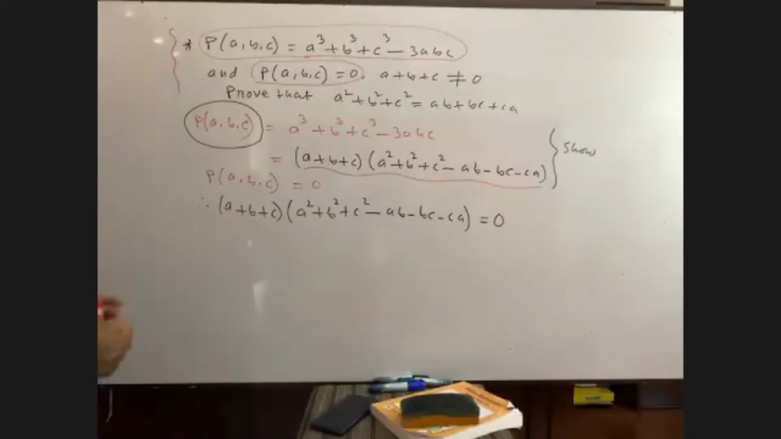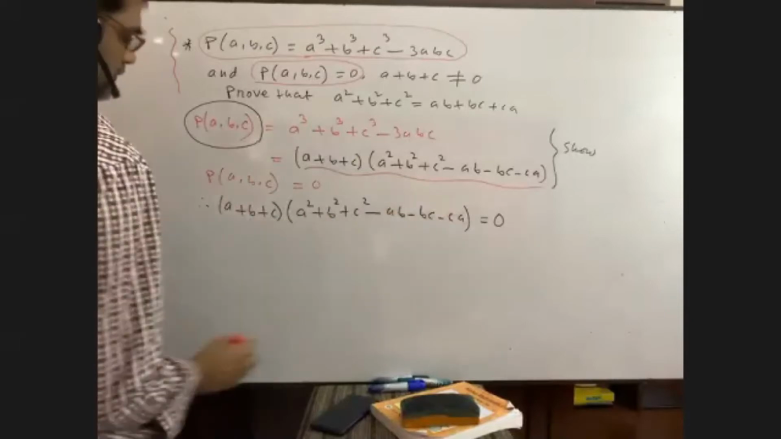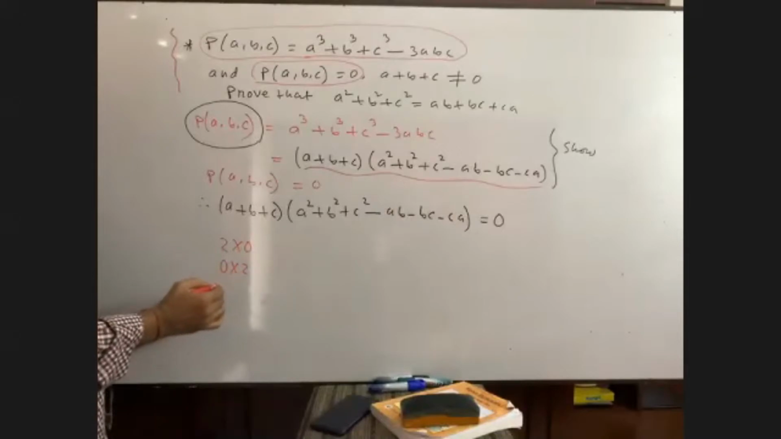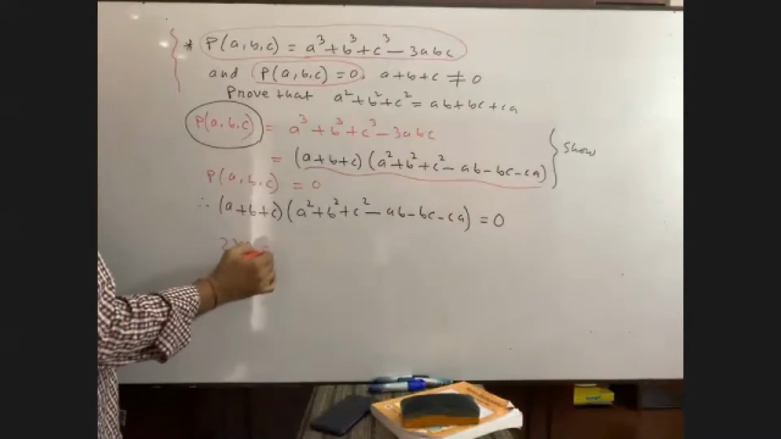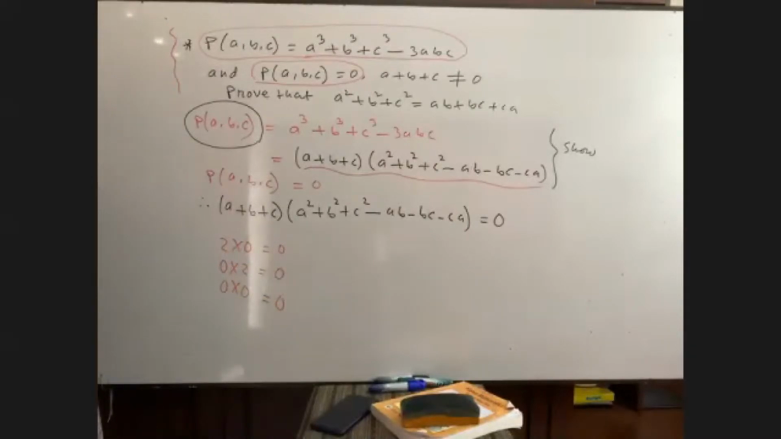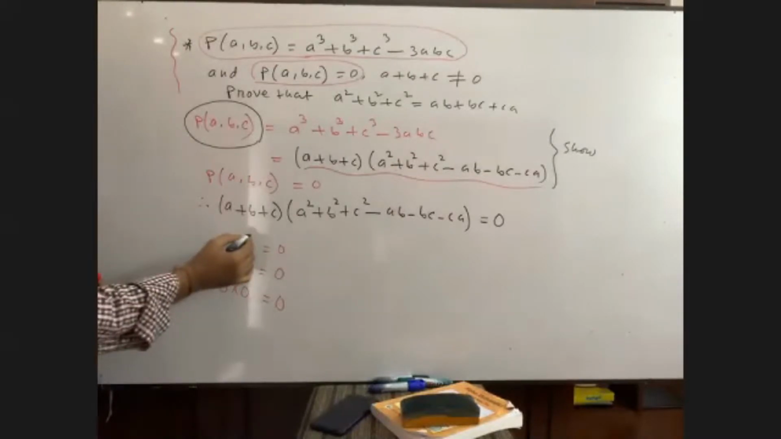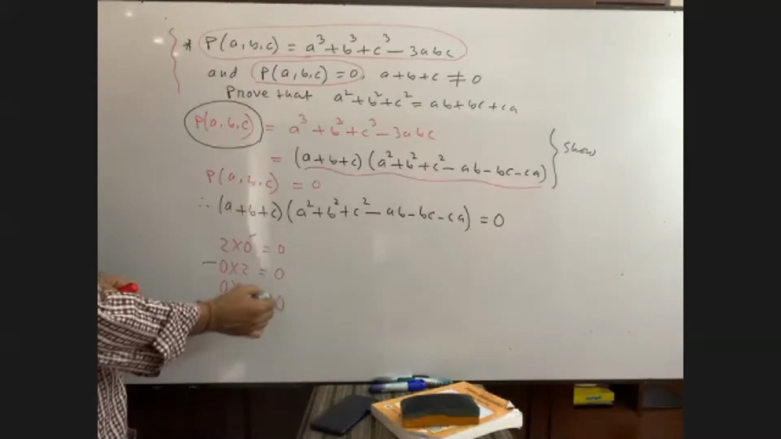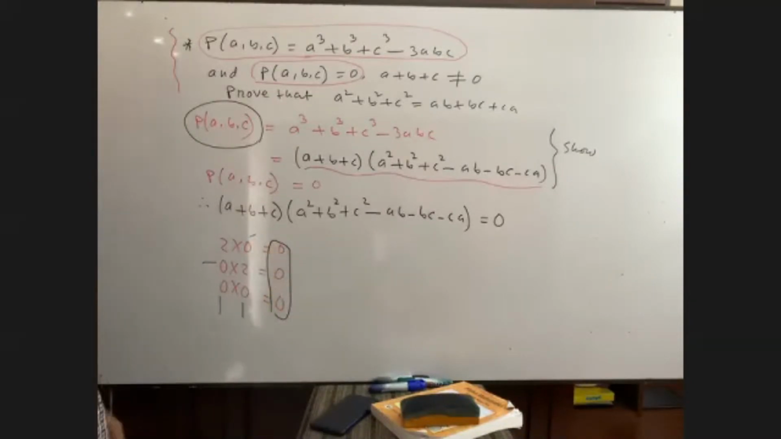Now, what we know is, if the product of two factors is 0, suppose 2 into 0, 0 into 2, 0 into 0, it is 0, it is 0, it is 0. If the product of two factors is 0, then the first factor may be 0, the second factor may be 0, or both the factors may be 0, right? For two factors, we have three options.